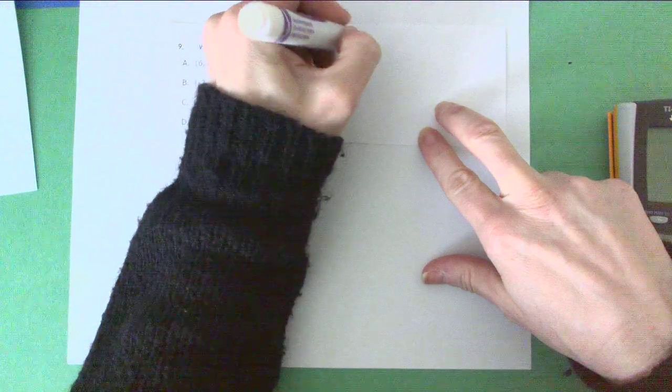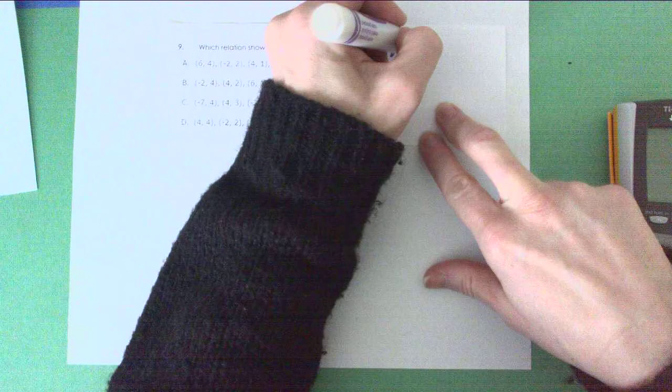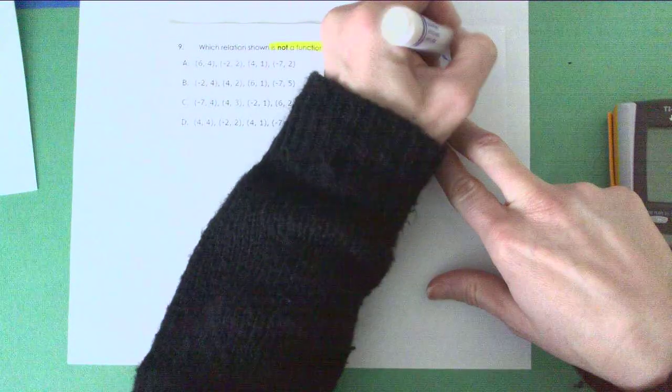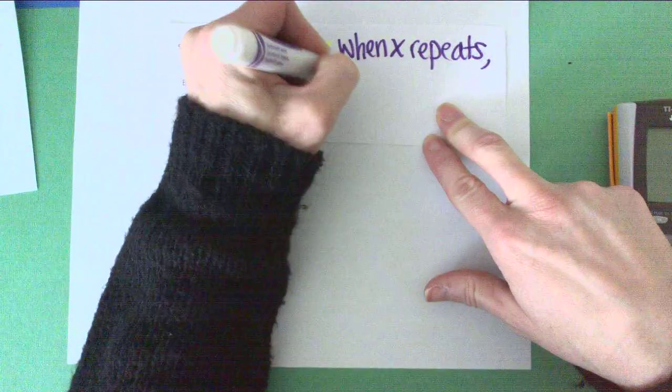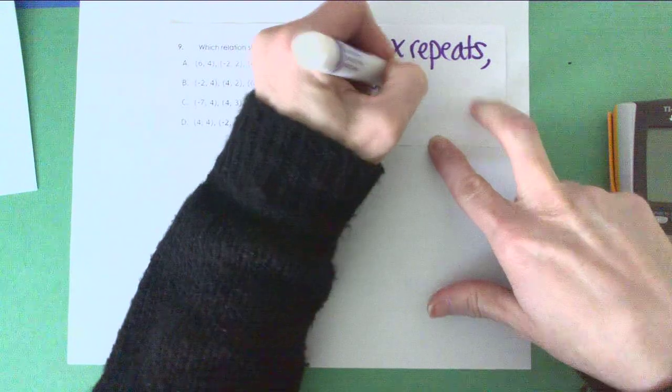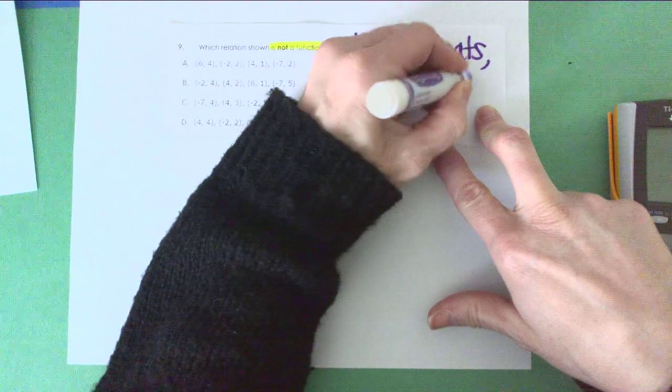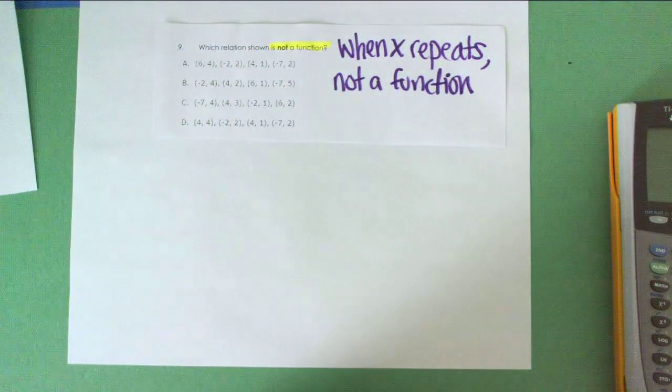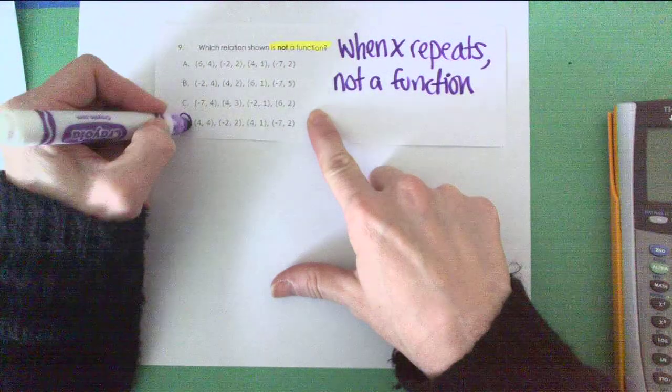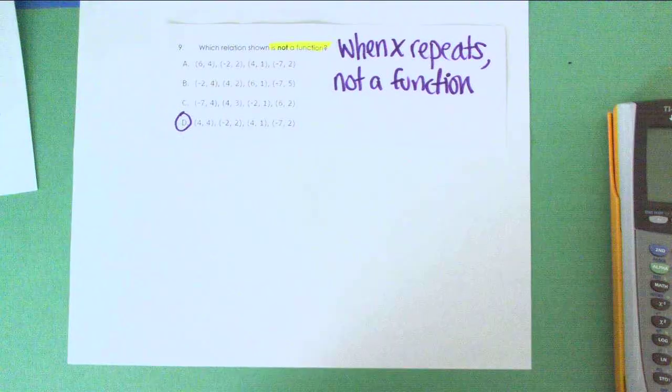When x repeats, not a function. So if we can just find the set that's got an x that repeats itself, we're not going to have a function. The answer to this is actually letter D. I'm going to pick that out right away, because I'm going to show you why.